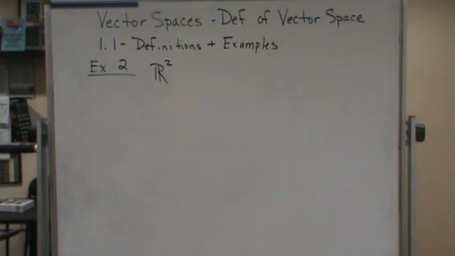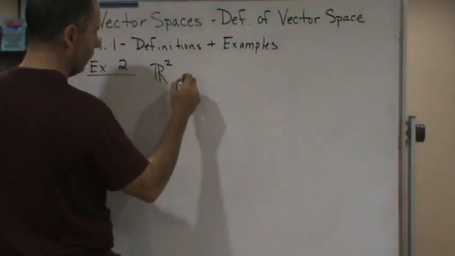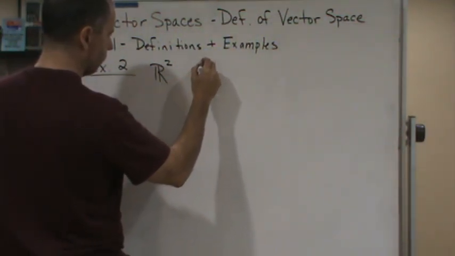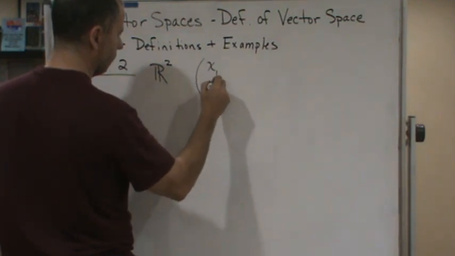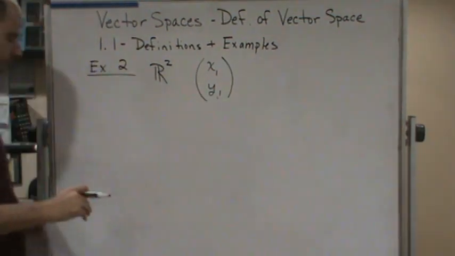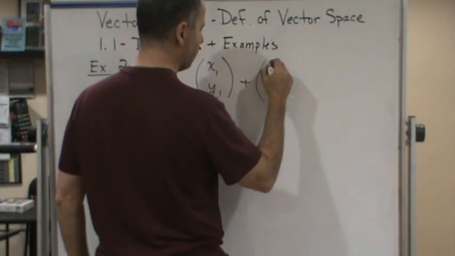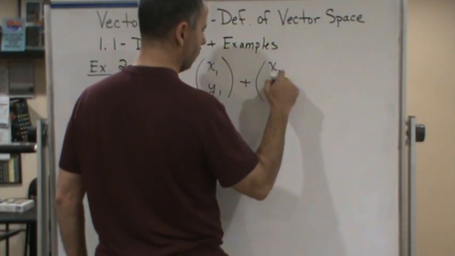But we'll just check, let's just check two conditions. We're going to check the closure conditions for one. So if we look at this, right? So if we add two vectors, oops.